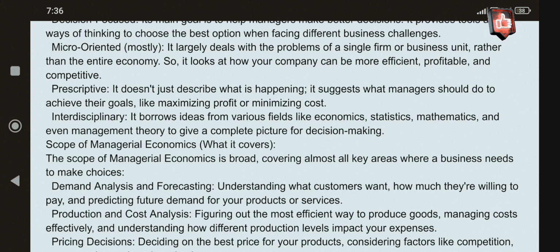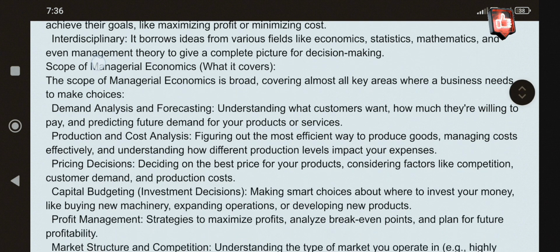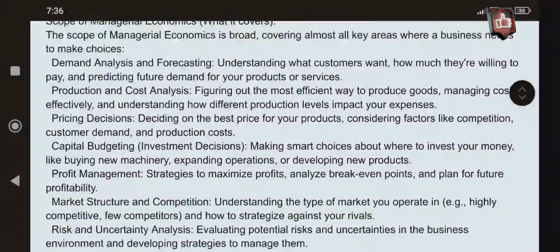Scope of managerial economics. What it covers. The scope of managerial economics is broad, covering almost all key areas where a business needs to make choices. Demand analysis and forecasting. Understanding what customers want, how much they're willing to pay, and predicting future demand for your products or services. Production and cost analysis. Figuring out the most efficient way to produce goods, managing costs effectively, and understanding how different production levels impact your expenses.